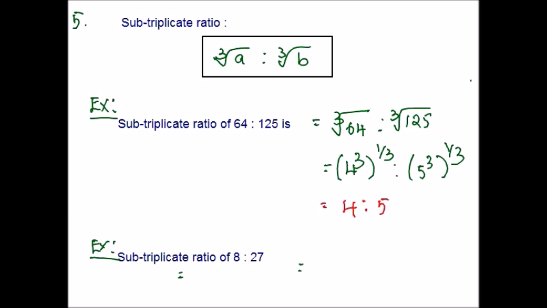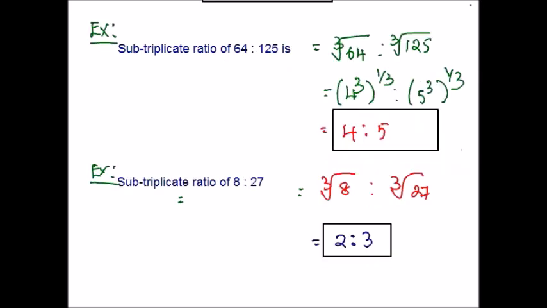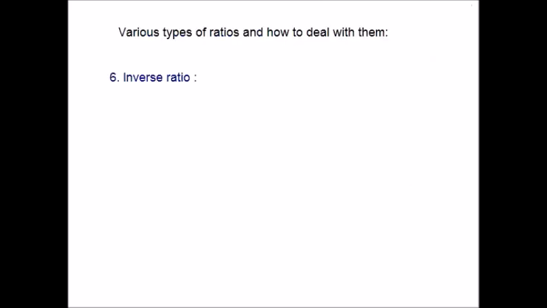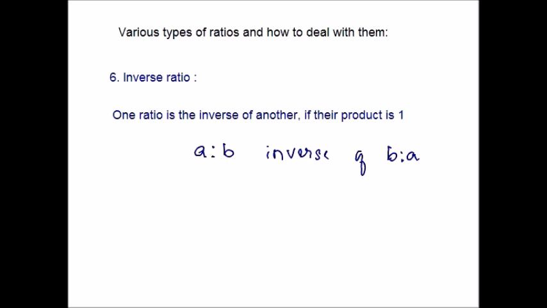Same way we can solve the next example. Just take the cubic root of 8 and cubic root of 27. Hope you are clear with these examples. Now let's move on to the next type, inverse ratio. One ratio is the inverse of the other if the product is 1. Thus A is to B is the inverse of B is to A. Same way you can say that B is to A is the inverse of A is to B.